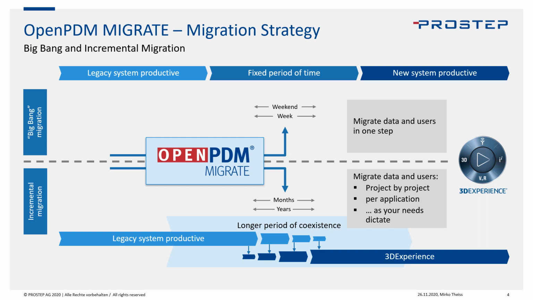So as a strategy, you could approach this with either a big bang style migration, that might be a week or a weekend to migrate all the users and all the data within one step. Or you could do an incremental or transactional migration that leaves both systems productive during the transition, and then move the data and move the users over time as your needs dictate.